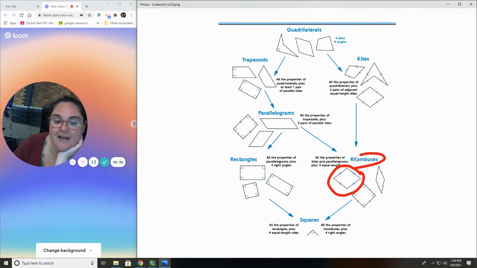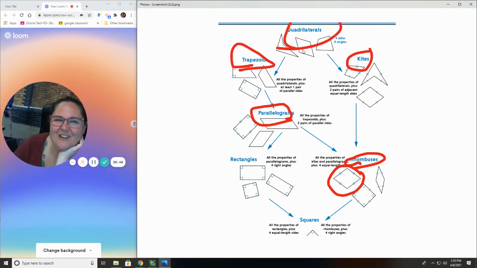This is a rhombus, absolutely. But look at where my arrows go. I can go this way to parallelogram, or to a kite, to trapezoid, and to quadrilateral. So if it is a rhombus, it is also these four.